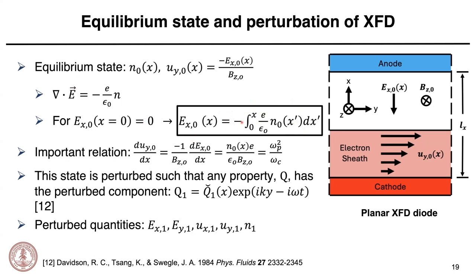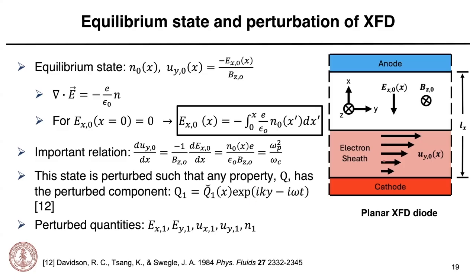It's just the integral of the density. And due to this setup of the equilibrium state, you get an important relation that I'll bring up again later, essentially that the gradient of the velocity, because it's the gradient of the E cross B drift, is equal to just this ratio of plasma frequency squared over gyro frequency. So that's our equilibrium state, and we're going to perturb it.